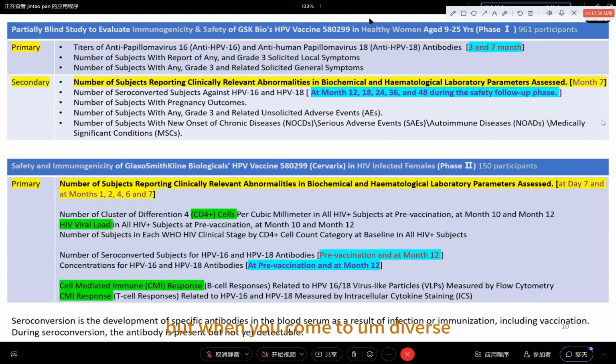But when you come to serious adverse events, autoimmune diseases, look at the secondary results there. Autoimmune diseases, new onset of chronic diseases. These are things that people would actually avoid. So no matter how good your treatment is, they will still avoid. But if the treatment is available for a certain side effect, they might actually go on with it. So number one, safety for phase 1.